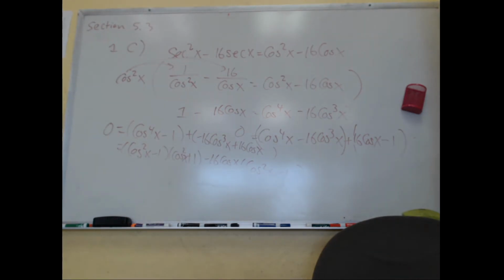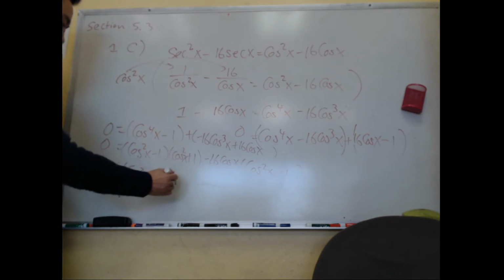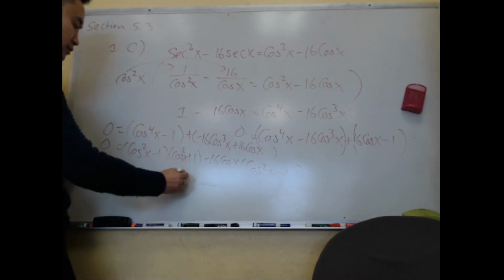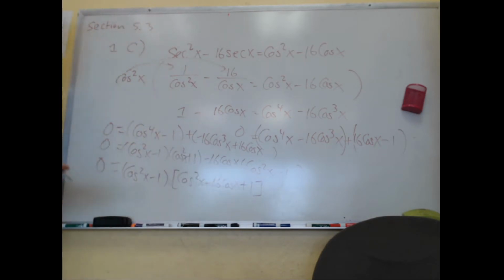You guys see that? Good. So now, what's the common binomial here, the thing that those two groups share in common? Cosine squared of x minus 1. And then the rest of this: cosine squared of x minus 16 cosine of x, and then plus 1. You all agree? So what I did here is take out the common binomial, cosine squared of x minus 1, and then just rewrite the rest.